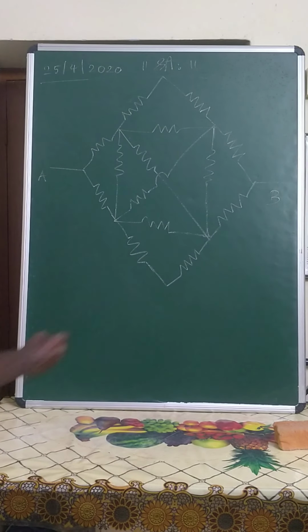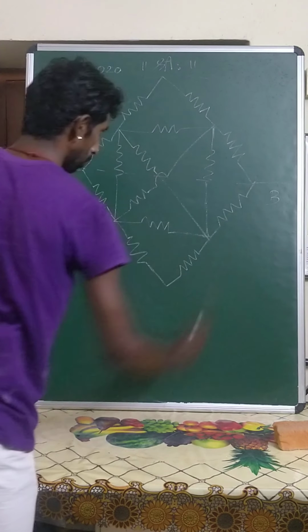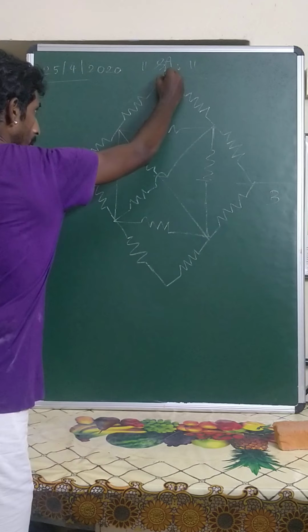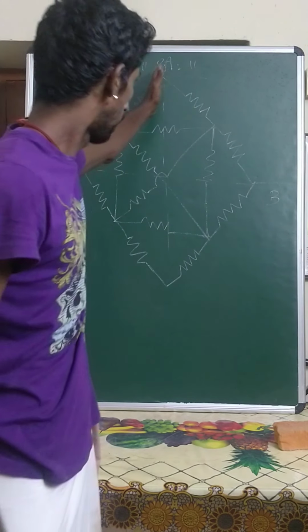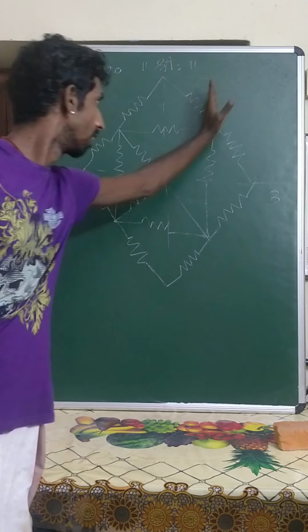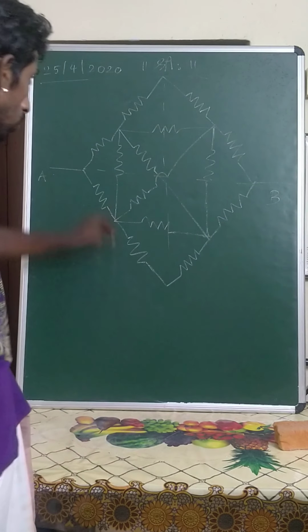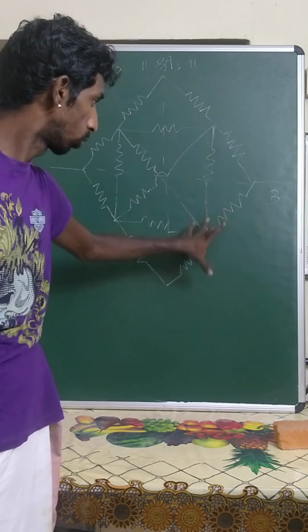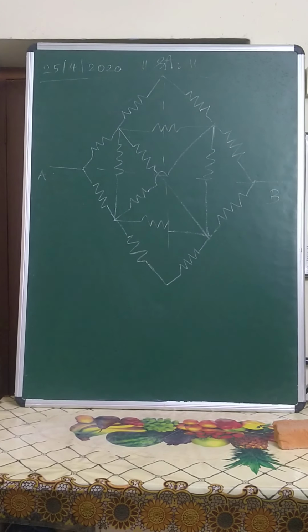The first thing is, this is A, this is B, we know that. Draw an imaginary line across A and B and a perpendicular line which bisects this AB. So it is bisecting the points equally. This line and this line equally bisect this AB. So these 2 points, these 2 points, these 2 points, all have the same potential. That idea we are going to inculcate in this problem.